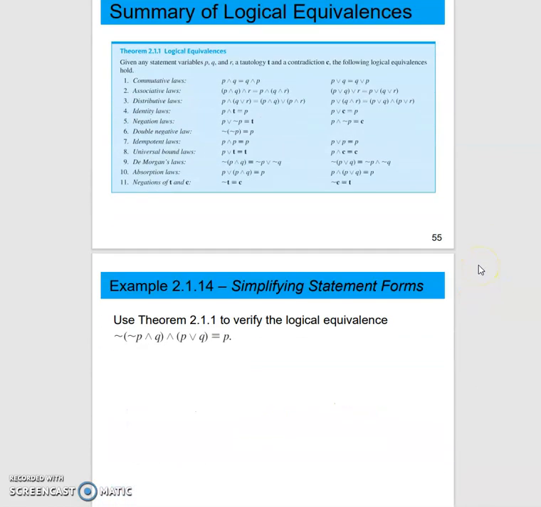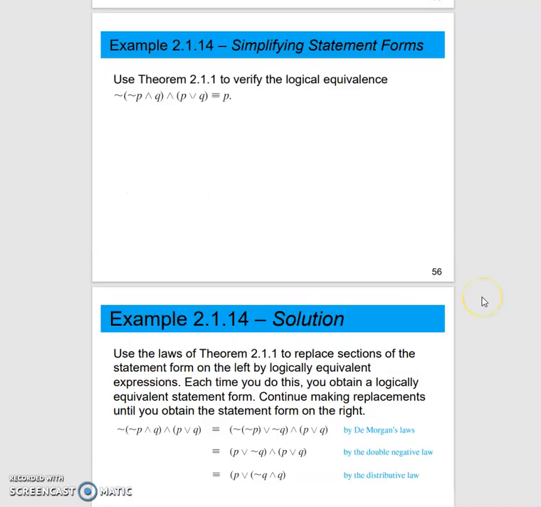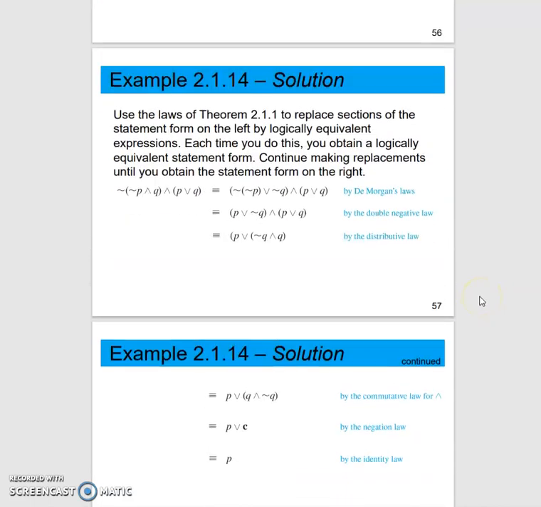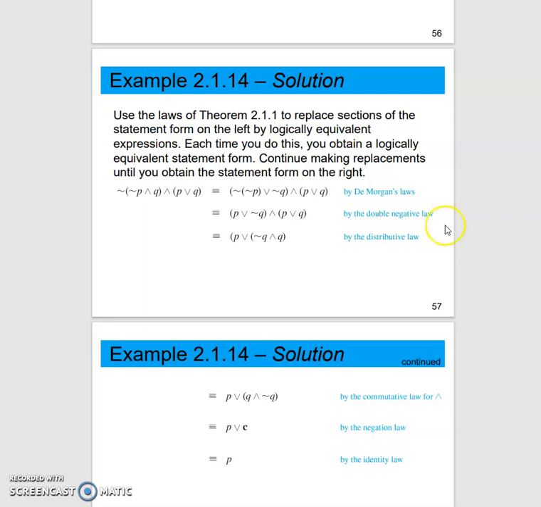And here's just a quick summary of some of our equivalences. You do not need to have these memorized. You will see a lot of them in the homework. So our last example here, I've got this logical equivalence. And the way we could do it is with a truth table, or we could use those properties and work it out that way. And that is everything in section 2.1.